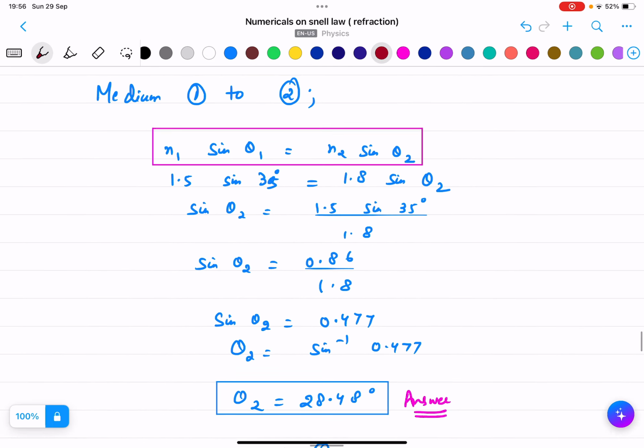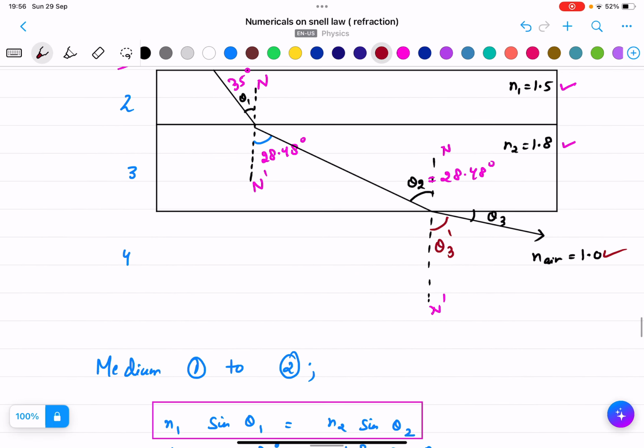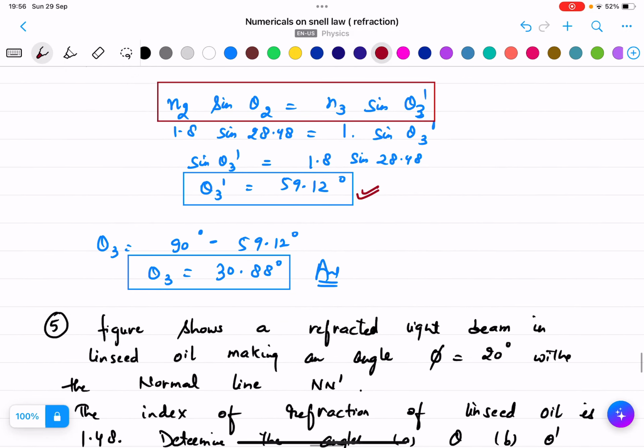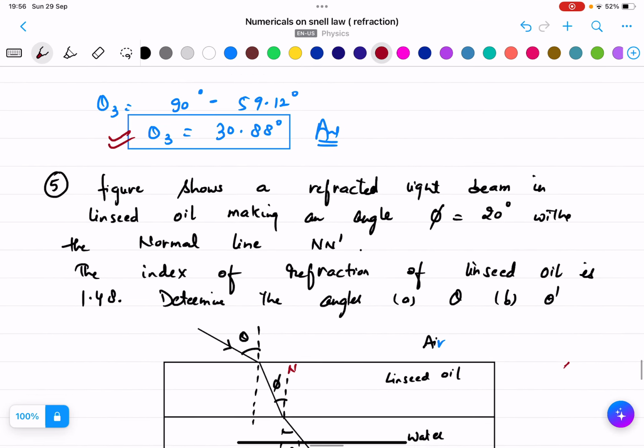Now it is 59.12 degree, but we need to find out this angle. So you can see this whole angle is 90 degree. So what we will do, 90 degree minus theta 3 dash will be equal to theta 3. We will get that angle. So what I have done, I have subtracted 90 degree minus this angle and I got the final answer of theta 3. Okay, this was numerical number 4.